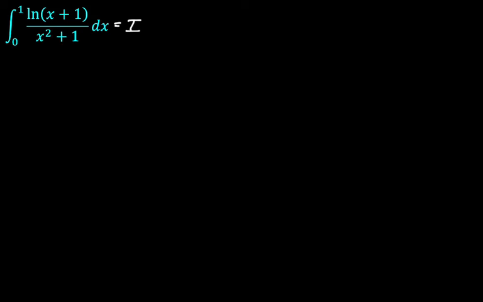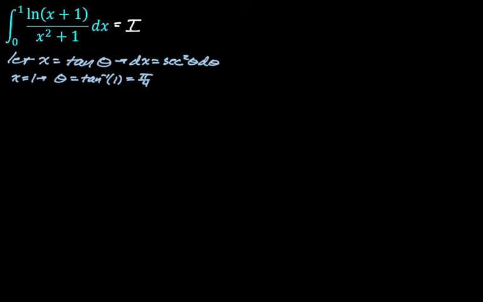So I'm going to let x equal tan of theta. This is an entirely different type of substitution, kind of a trig substitution. So x is tan of theta, which means dx is secant squared of theta d theta. If x is equal to 1, that means theta is going to be the inverse tangent of 1, which is pi over 4. If x is equal to 0, theta is going to be the inverse tangent of 0, which is 0.